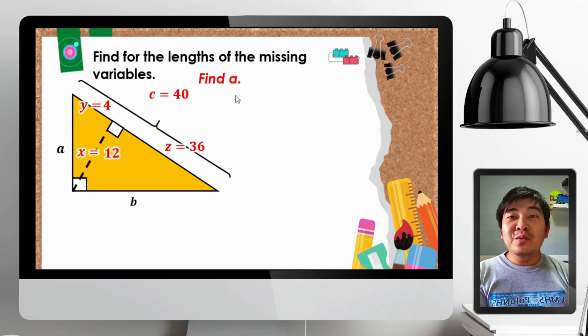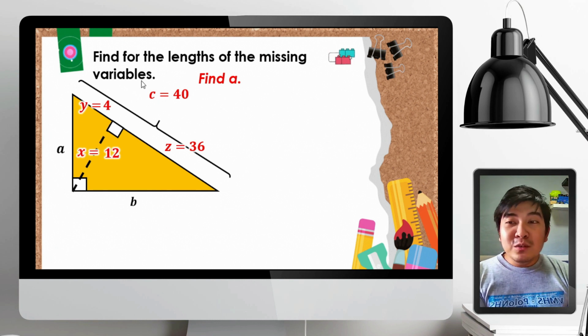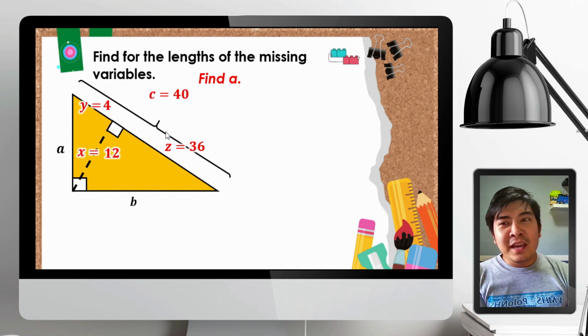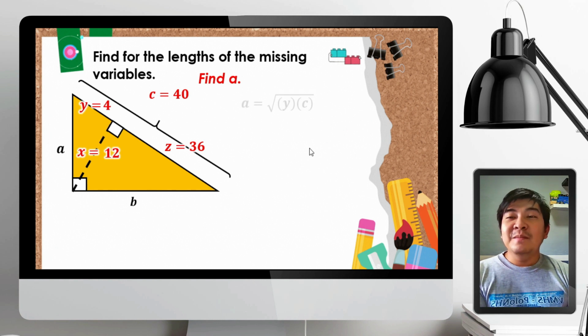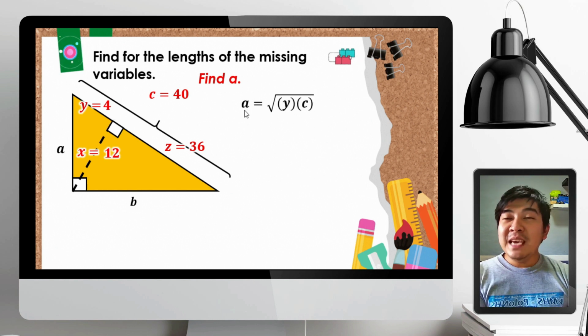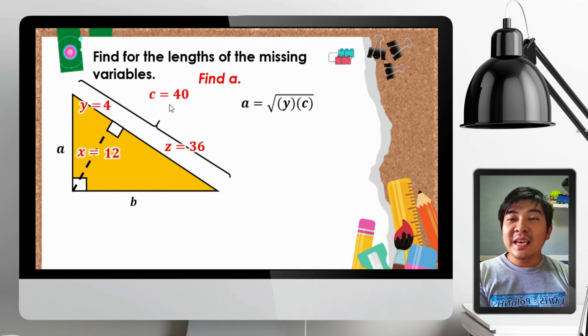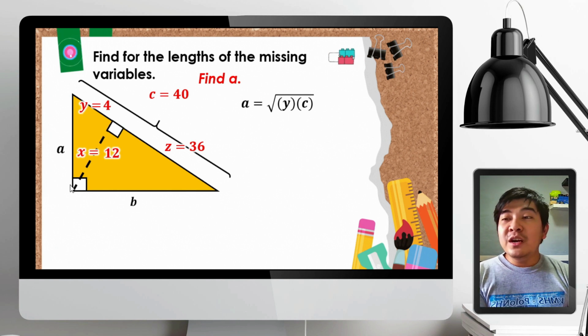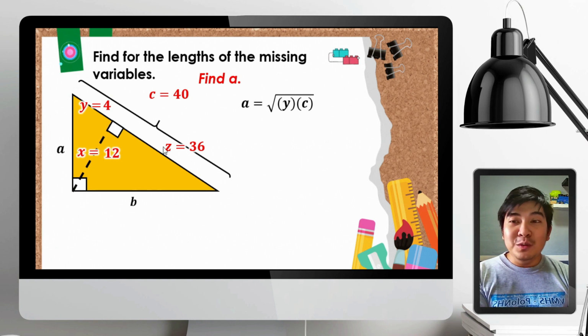Paano natin kukuhain yung value ni A? So that will be getting the geometric mean of the hypotenuse, which is C, and then yung segment na mas malapit sa kanya, is it Y or Z? So mas malapit sa kanya si Y, so we will be using that. So in formula, that will just be A, or the measure of the leg, is equal to the square root of Y times C. So again, si Y ay yung malapit na segment sa kanya after drawing the altitude, times the value of C, which is our hypotenuse.